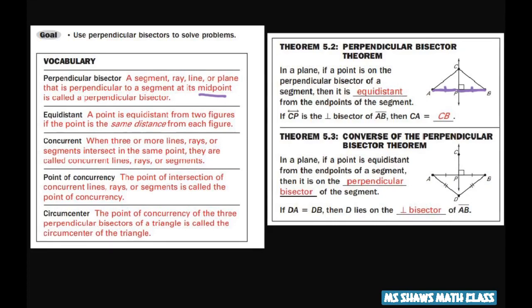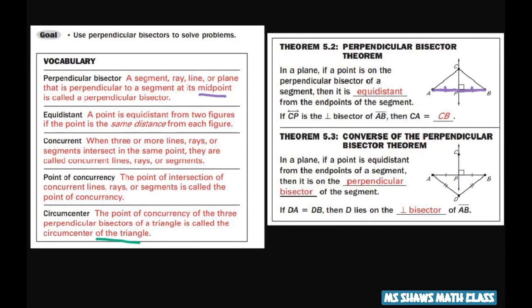Concurrent, which we'll get to at the end, is when three or more lines or rays or segments intersect at the same point, and they are called concurrent lines, rays, or segments. And the point of concurrency is the point of the intersection. And the circumcenter, the point of concurrency of the three perpendicular bisectors of a triangle is called the circumcenter of the triangle. So when you're talking about the triangle, we'll call it a circumcenter.